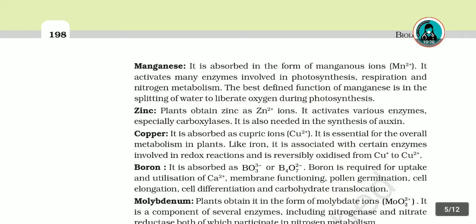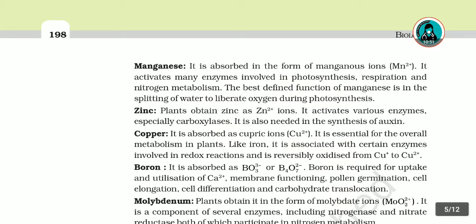Copper. It is absorbed as cupric ion Cu2+. It is essential for the overall metabolism in plants. Like iron, it is associated with certain enzymes involved in redox reactions and is reversibly oxidized from Cu+ to Cu2+. Boron. It is absorbed as BO3 3- or B4O7 2-. Boron is required for uptake and utilization of Ca2+, membrane functioning, pollen germination, cell elongation, cell differentiation, and carbohydrate translocation.